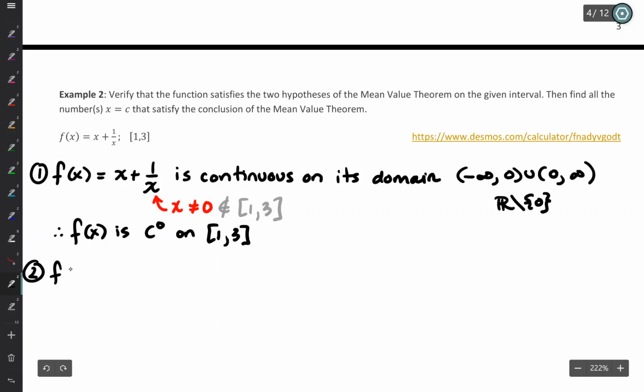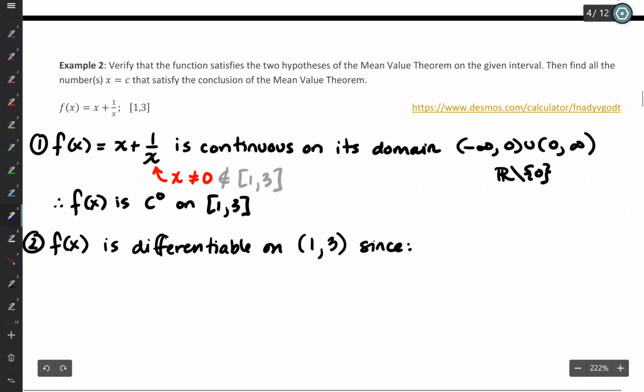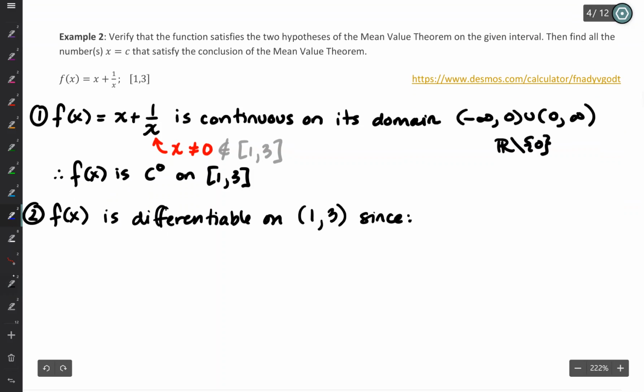2, f is differentiable on the open interval 1 is less than x, which is less than 3. And why is that the case? Let's go ahead and take the derivative.